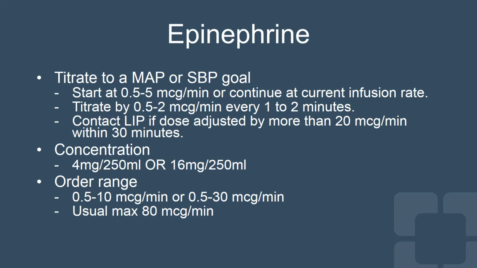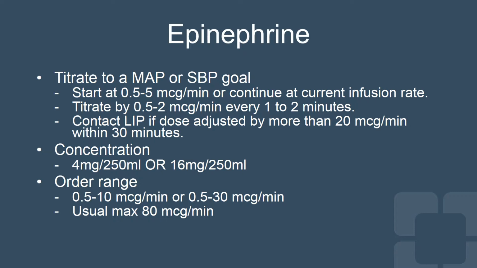When you see this order come through, again, you'll see it titrating to a MAP or systolic blood pressure goal, very similar to norepinephrine, where we're going to start at a low range between 0.5 and 5 mics per minute, titrating by 0.5 to 2 mics per minute every 1 to 2 minutes, and again, contacting the provider if you adjusted more than 20 to 30 minutes. The concentrations that we see here are 4 per 250 and 16 per 250. The default is the 4 per 250.